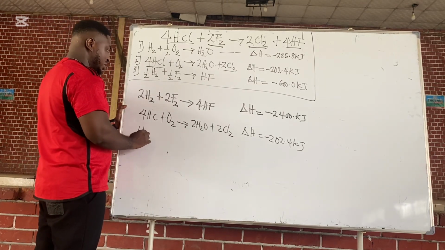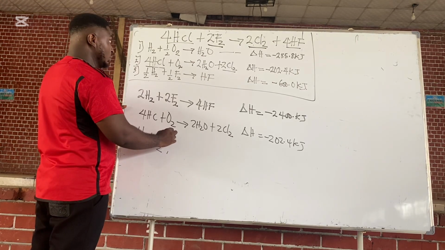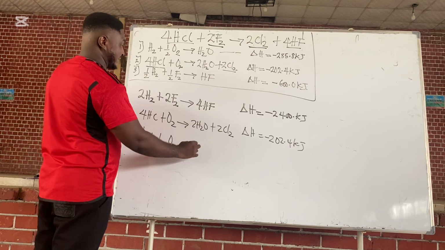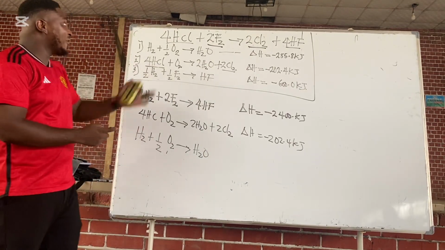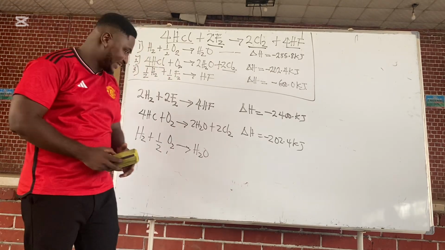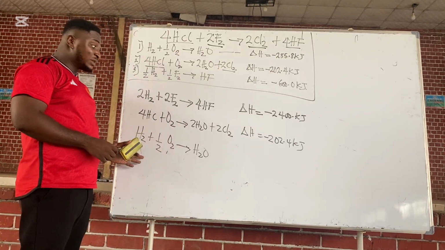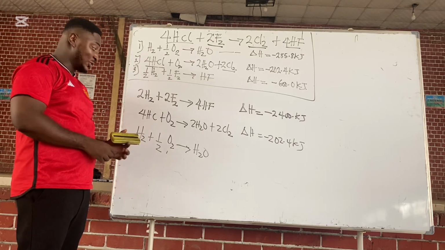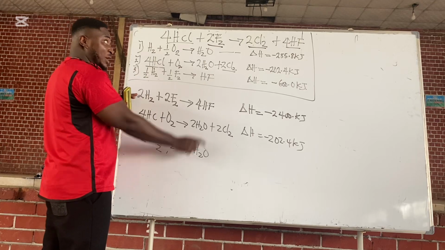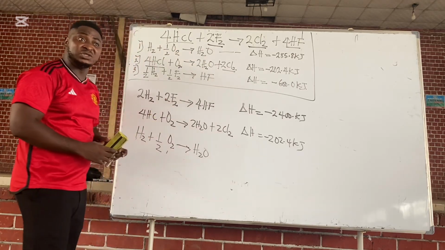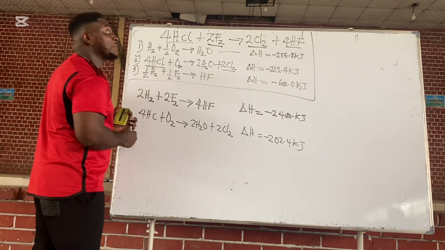No. H2 plus 1 over 2 O2 to give what? H2O. But class, see what we'll do to equation 1. We have organized everybody in our main equation. We must reverse equation 1 and multiply by 2, so that when equation 1 comes, H2 will cancel H2. We need H2 to go. In our main equation, H2 is not there. So equation 1 must be reversed and multiplied by 2.